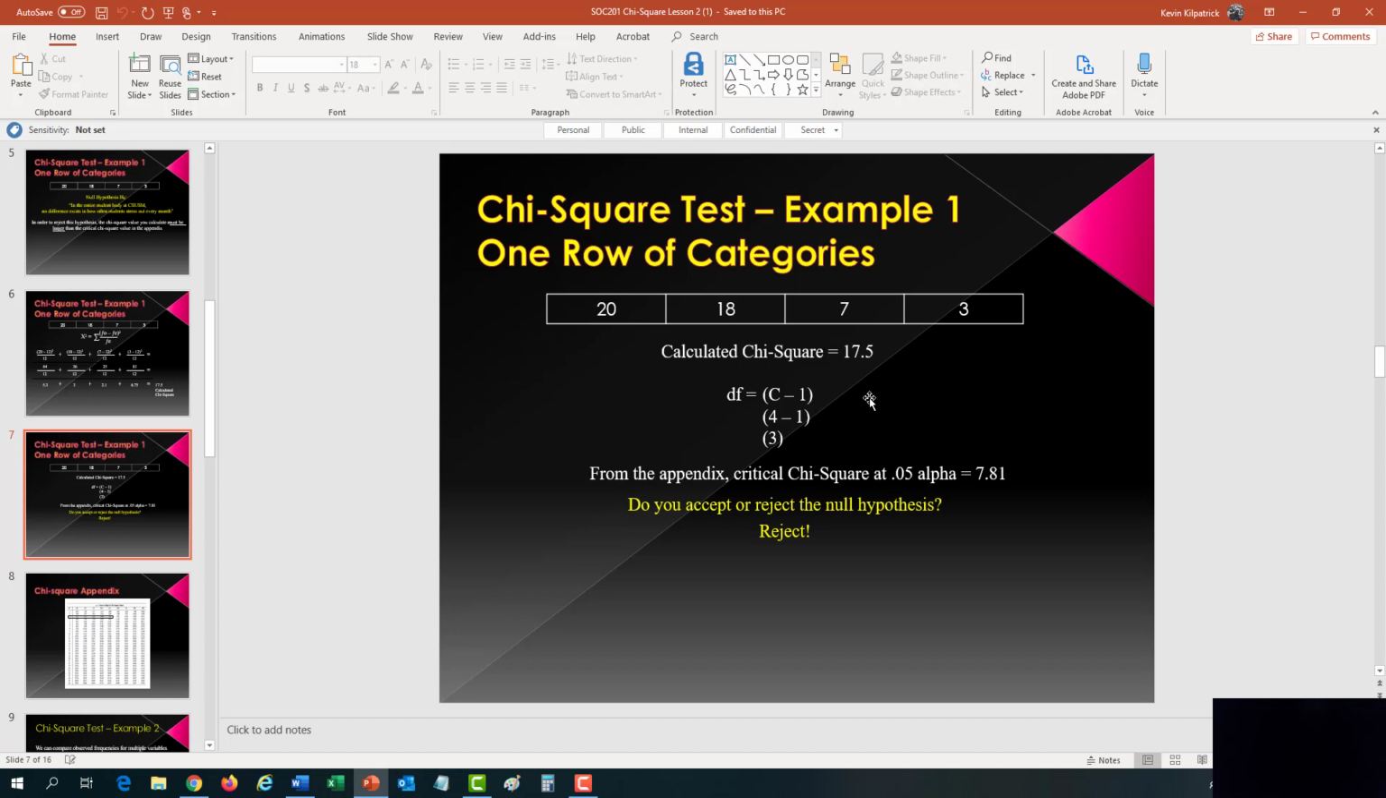So degrees of freedom is 3, calculated chi-square is 17.5. The critical chi-square is 7.81. And I have to answer this question: do I accept or reject the null hypothesis? Well, is the calculated chi-square greater than the critical? Yes. So I'm going to reject the null hypothesis. The 4 answers that you're going to give me for chi-square problems are going to be degrees of freedom, the calculated chi-square, the critical chi-square, and your answer, accept or reject. Okay?